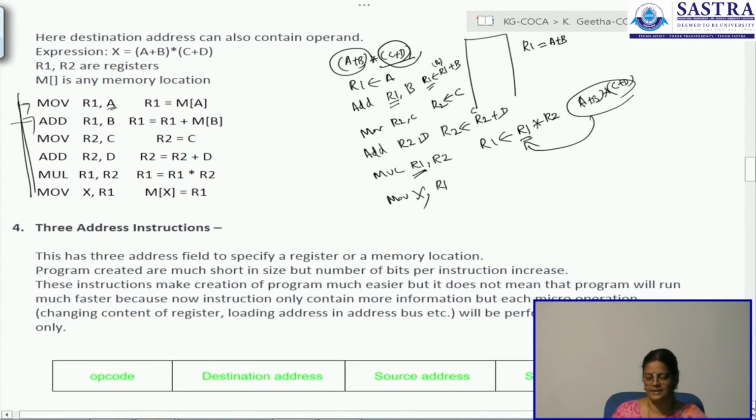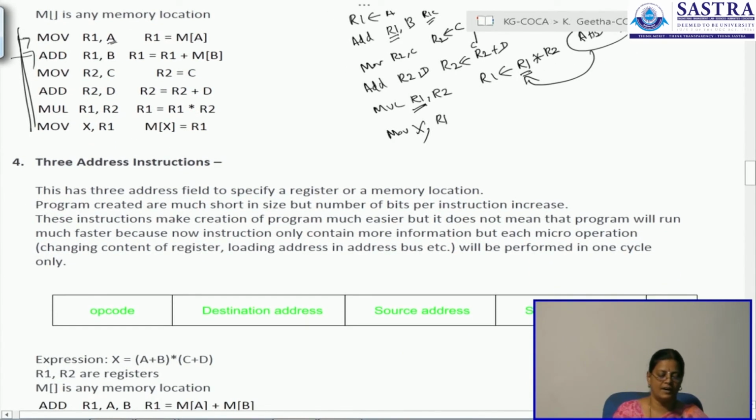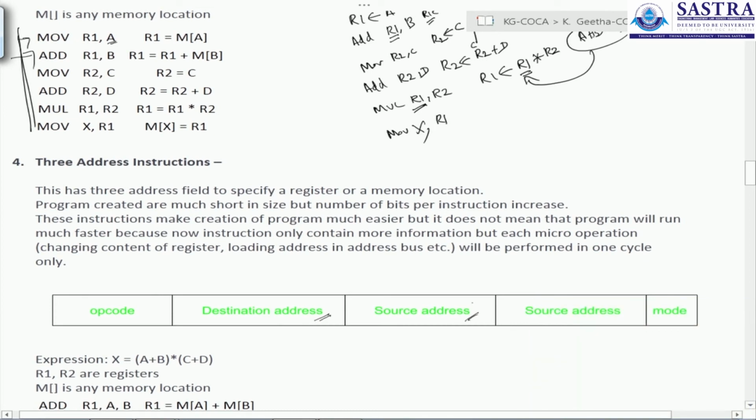The next example is a 3 address instruction. We have the opcode, the destination address, and we refer to two operands: one is source address 1, another is source address 2, and then the mode for calculating the effective address of the final operand. If you observe this category, the instruction format itself is going to be lengthier, because it has the opcode and has to mention 3 addresses, 2 source addresses, each referring to an individual operand, and one destination address, and then the mode of calculating the effective address.